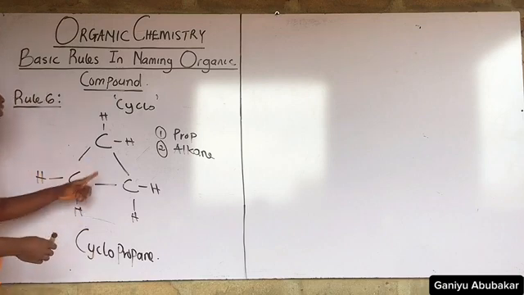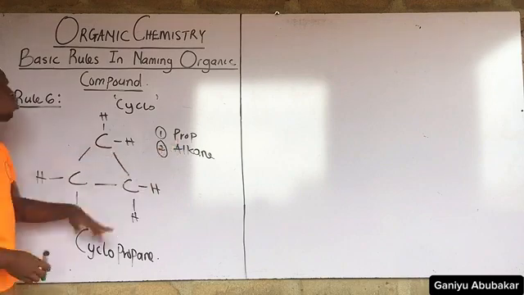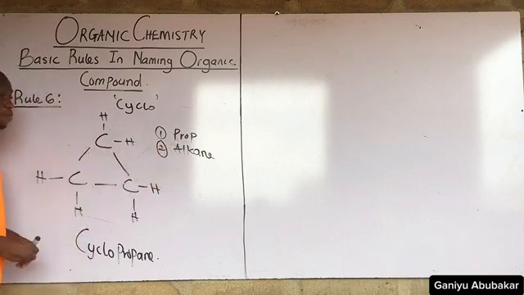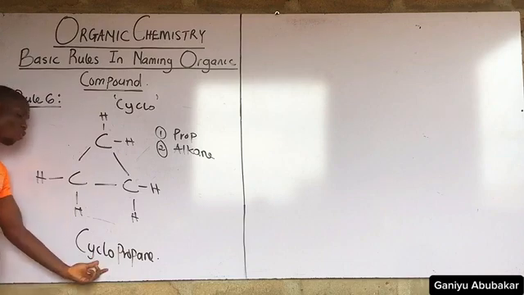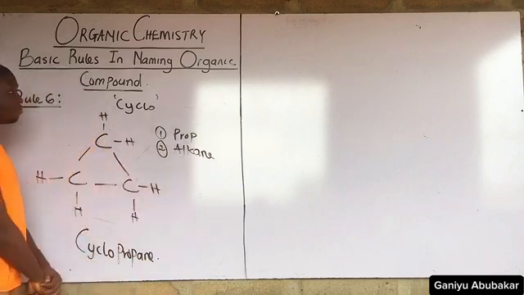So rule 1 says carbon chain, longest. This 1, 2, just 3. That's prop. Rule 2, functional group, alkane. So this one here is a ring form. So for ring form, what do you do there? Use the word cyclo followed by the word functional group.